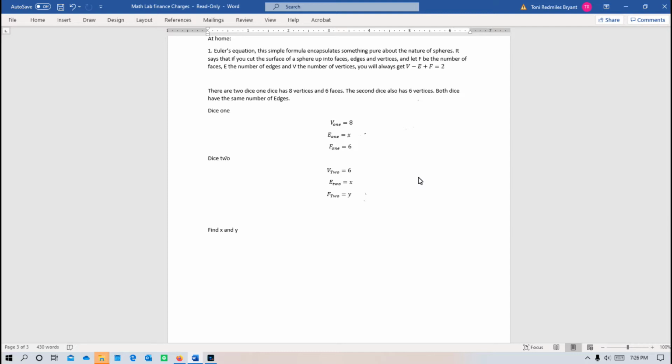Euler is noted with Euler's number, which is e, and you'll learn all about that when you start learning about logs in Algebra 2. We're going to keep it simple, and I'll just tell you a little bit about the world of math that he lived in.